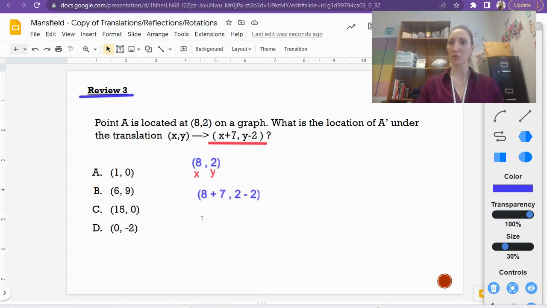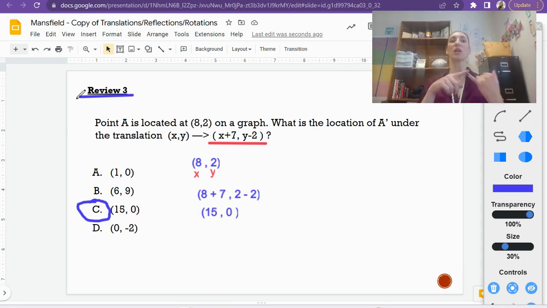So I'll open over here. 15. And then 2 minus 2 is 0. Which letter says that? Letter C, right? That's my letter C over here. That's my answer. On your paper, I don't want a random letter C floating over there.